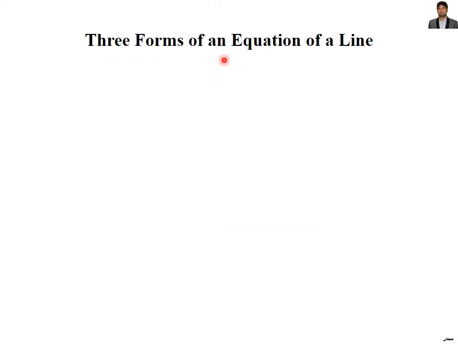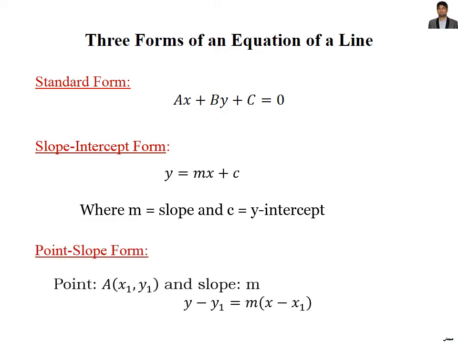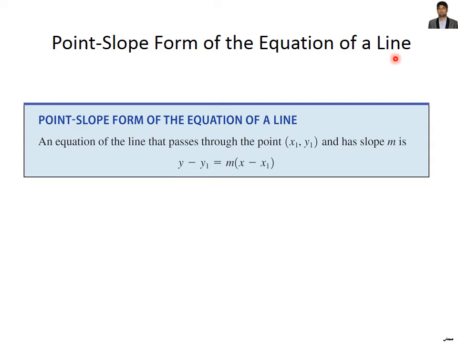There are 3 forms of an equation of line. Number 1, standard form. Number 2, slope-intercept form. Number 3, point-slope form. We'll see more of these in the next slides. Point-slope form of the equation of a line. An equation of the line that passes through the point (x1, y1) and has slope m is y minus y1 is equal to m times (x minus x1). In short, if we have point (x1, y1) and slope, we can use this formula.